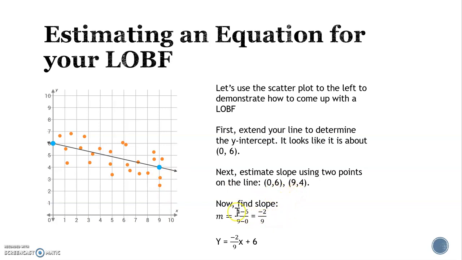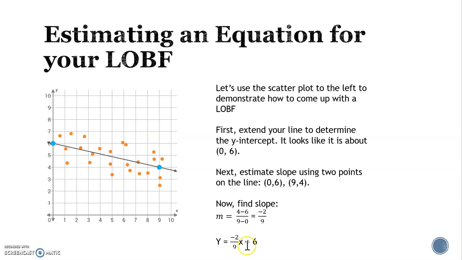To find my slope, I subtract my two y's. I get 4 minus 6 on the top, and I subtract my two x's on the bottom, 9 minus 0. My slope is negative 2/9. Now that I have slope and y-intercept, I can formulate an equation, y equals negative 2/9 x plus 6, so that I could predict a possible outcome for any x on that line.